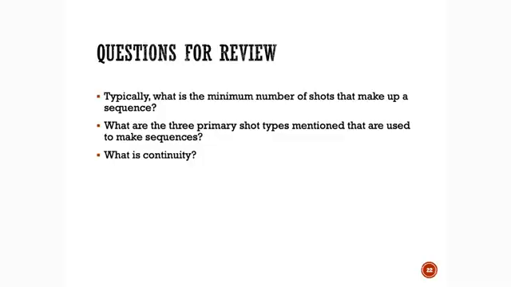Let's review what we've learned. Here are the questions for review. Typically, what is the minimum number of shots that make up a sequence? What are the three primary shot types mentioned that are used to make the sequences? And what is continuity? Try to answer these questions before I give you the answers.